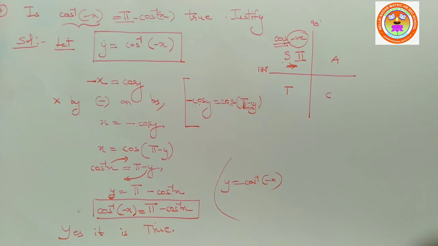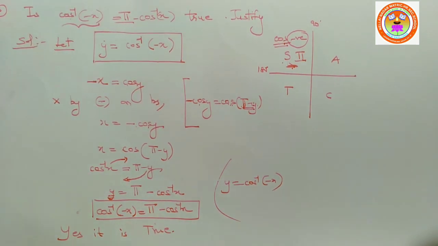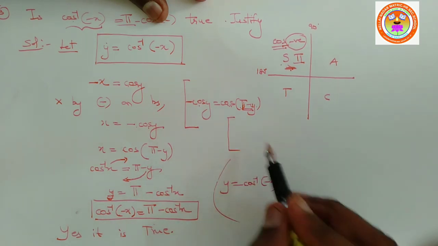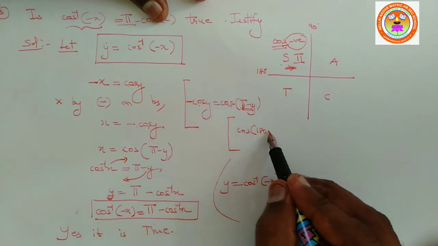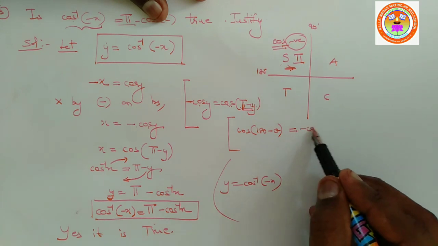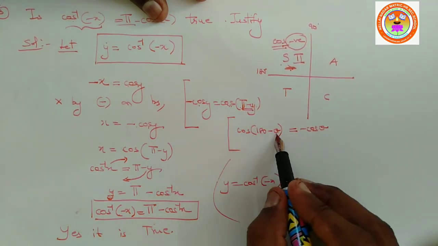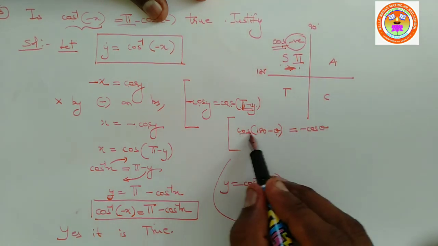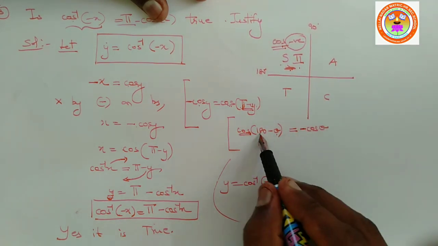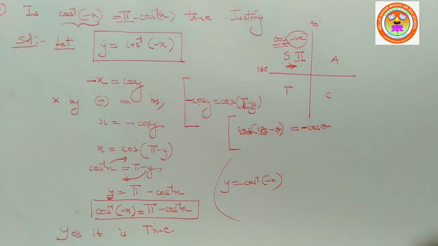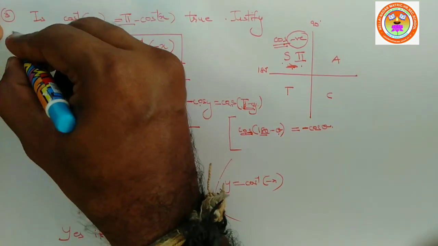So only one thing you need to learn, that is this one: cos of pi minus y is nothing but minus cos y. If you want, you can write cos of 180 minus theta is minus cos theta. In place of theta we have written y. 180 minus theta lies in the second quadrant, where cos is negative. So we put cos 180 minus theta, and cos remains as it is with a negative sign. Here we have put y. That's all. So this statement is true. This is a very, very important sum.